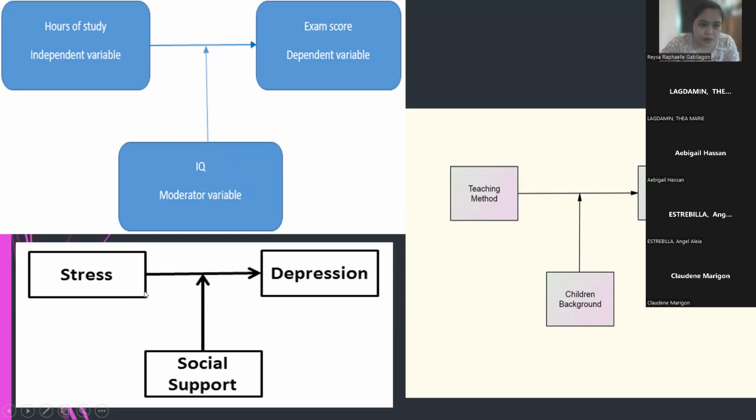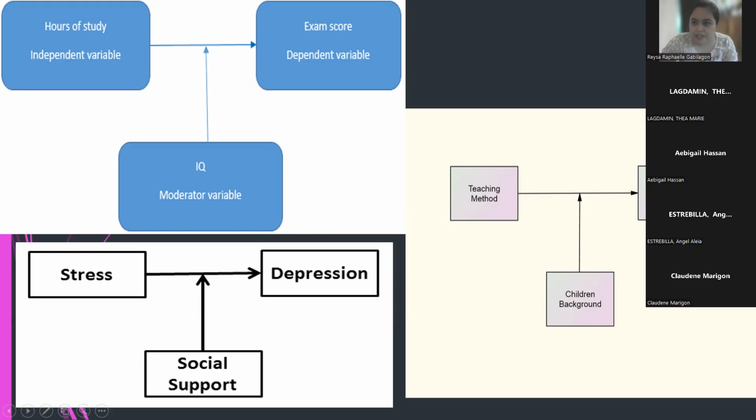Okay? So another one, we want to know the relationship between the level of stress and the depression of, example, our respondents. Kung mataas ba ang stress nila, stress level nila, does it mean magkakaroon din sila ng depression? Okay, so this one is a good study. But if we look at it deeply, social support can be a moderating variable. Kasi yung iba, mataas yung stress nila, pero hindi naman sila nagkakaroon ng depression. It may be because okay yung kanilang social support. Okay? So again, social support here will become the moderating variable.